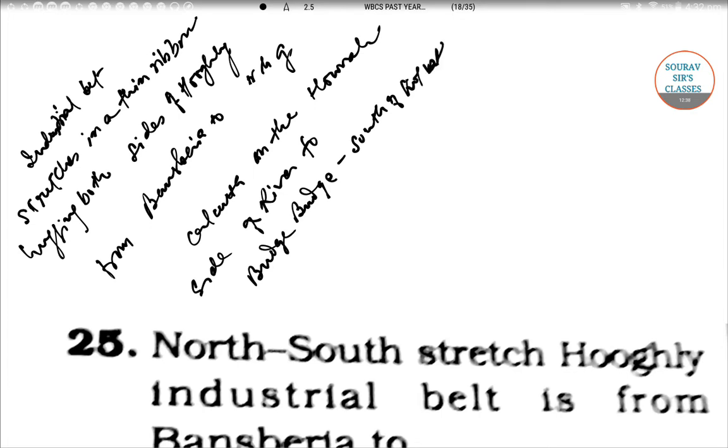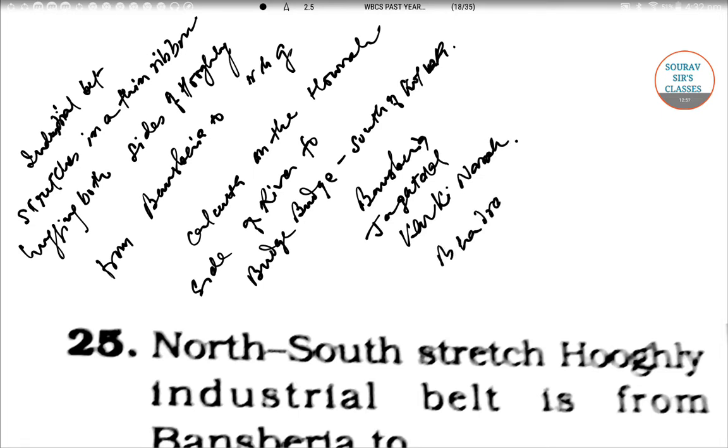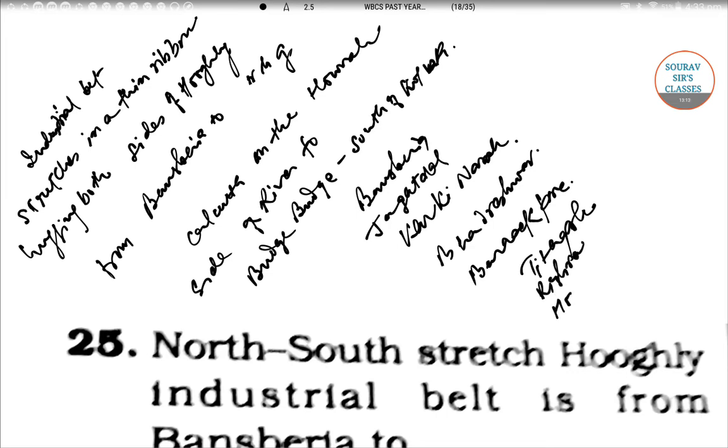Okay, some of the main locations from north to south are Bansberia, then Jagatdal, then Kankinara, then Bhadreshwar, then Barakpur, then Titagarh, then Rishra, then Howrah, then Calcutta city, then we have Bajbaj and Chengal Baudia.